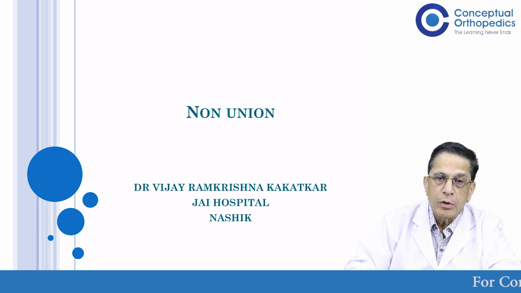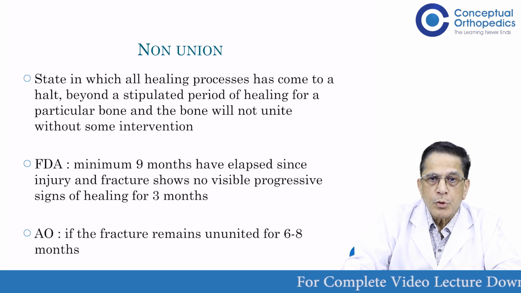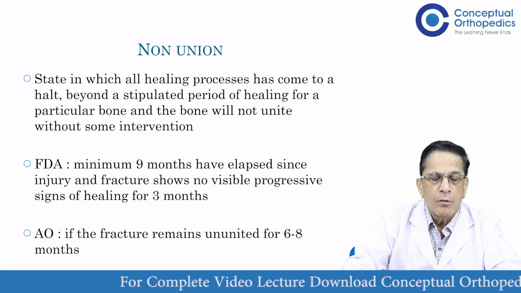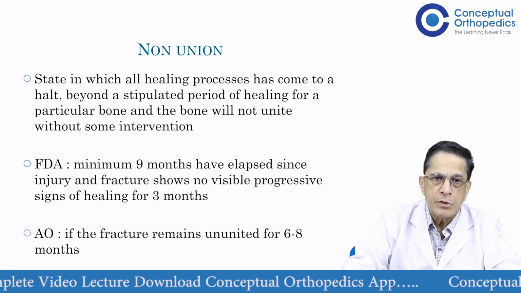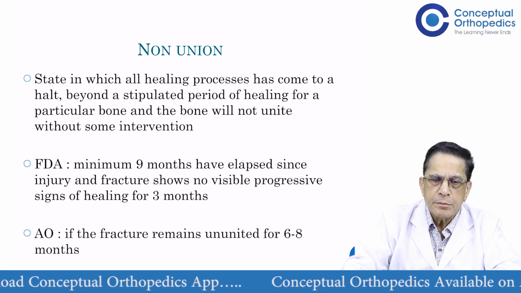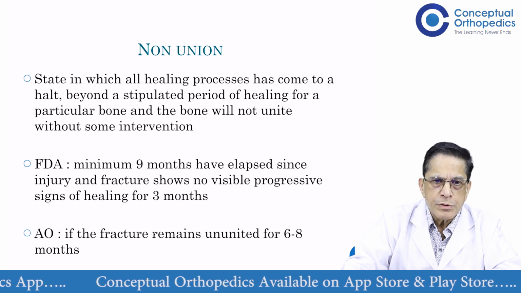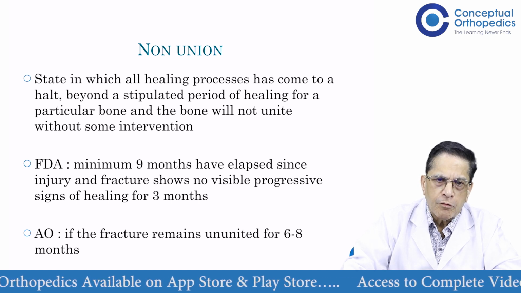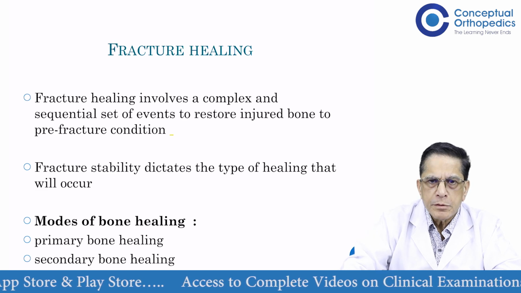to talk to you about non-union of the fracture. Well, it is defined as the state in which all the healing processes have come to a halt beyond a stipulated period of healing for a particular bone, and the bone will not unite without some additional intervention. FDA has defined it as minimum 9 months have elapsed since injury, and the fracture shows no visible progressive signs of healing for the last 3 months. And AO has defined it as if the fracture remains ununited for 6 to 8 months. So there are different definitions.